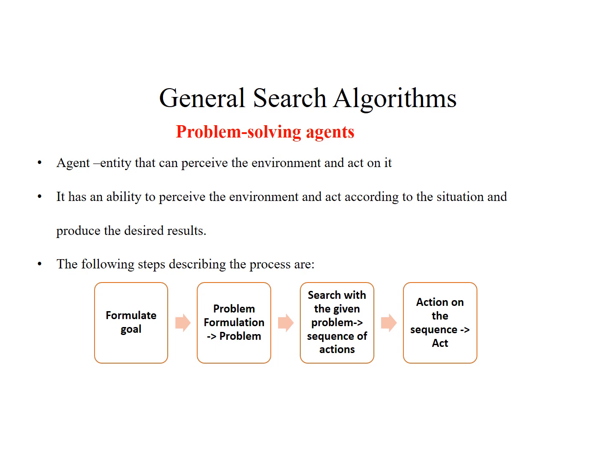Problem solving agents. An agent is an entity that has the ability to perceive the environment. After the perception, it will act according to the situation and give you the desired results. The various steps involved in the process are: number 1, goal formulation; number 2, problem formulation; number 3, sequence of actions. You make a search with the given problem, and finally act on the sequence. That is, finding the goal, then the problem and search, and finally the action.